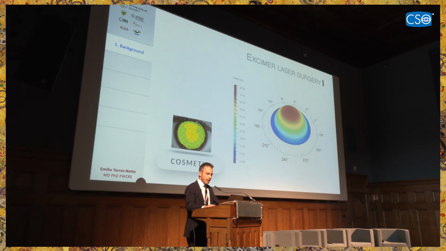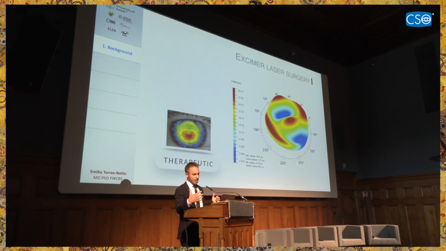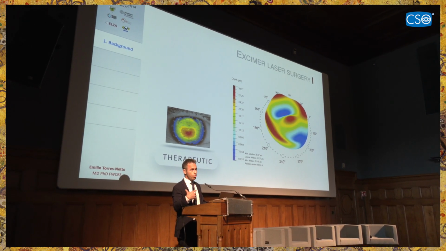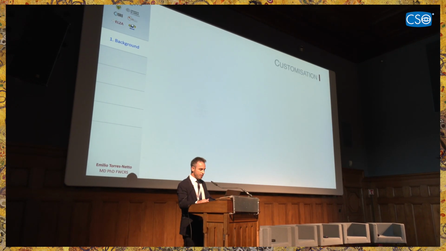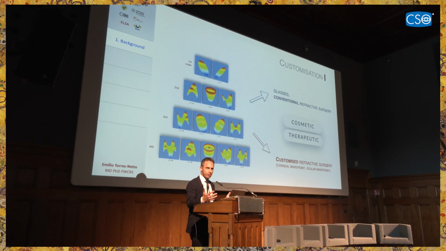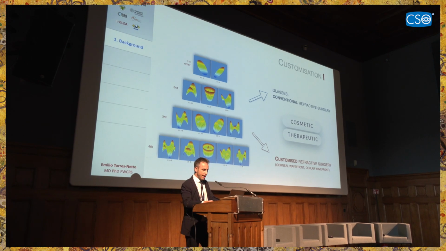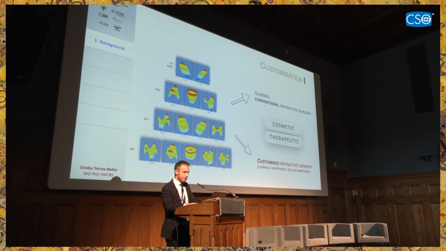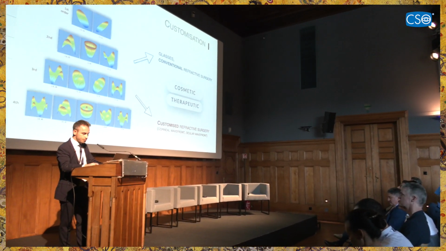However, when we have a more complex cornea, we are dealing with high order aberrations, and sometimes we only want to correct those high order aberrations. So with the new platforms, we can assess those two situations in different ways, both for cosmetic and therapeutic excimer laser surgery. And then we had the corneal wavefront and the ocular wavefront.